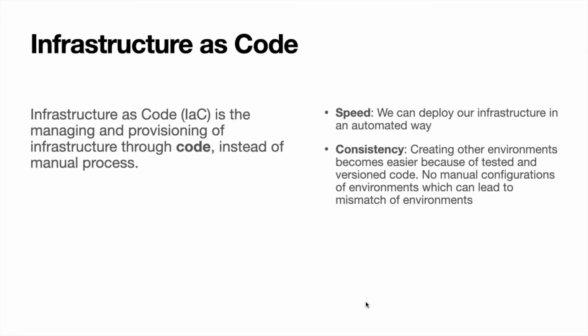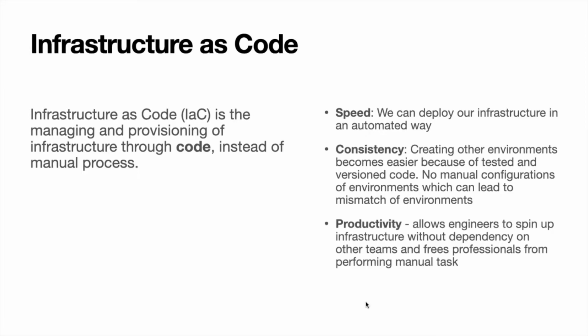Infrastructure as code gives us the confidence that our environments are consistent. Productivity allows engineers to spin up infrastructure without the dependency on other teams. And lastly, accountability. With source control in place, we can rely on a single source of truth with audits of who did what and when did they do it. These are not the only benefits of infrastructure as code, but these are the four that are worth mentioning.